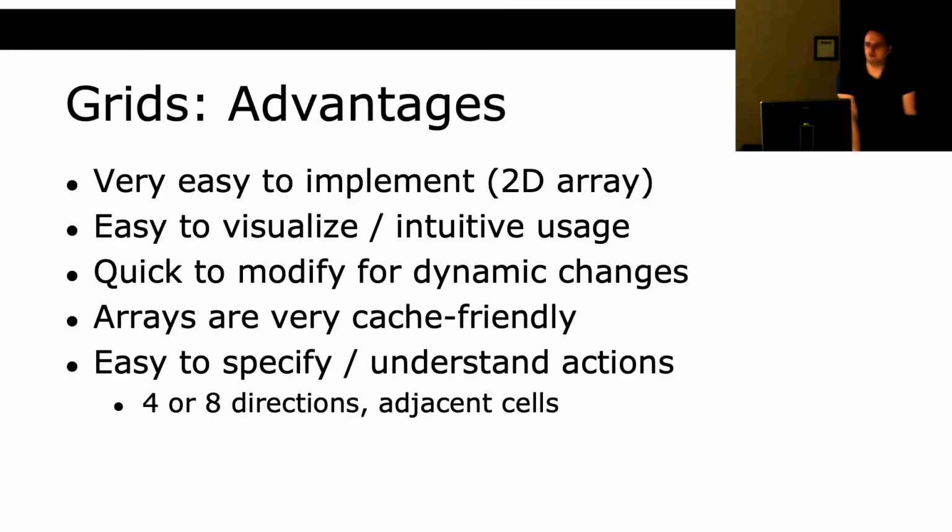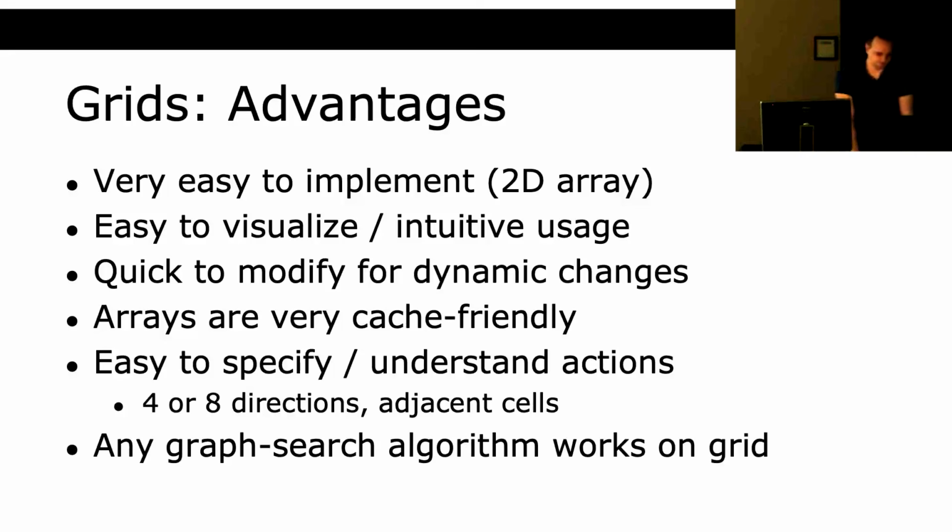It's easy to specify and understand the actions. So if we had an arbitrary precision space, how would we define the actions? Could we walk 1 meter in a direction or 2 centimeters or whatever? But in a grid cell, it's really easy. We just move up, down, left, or right, maybe 8 directions.